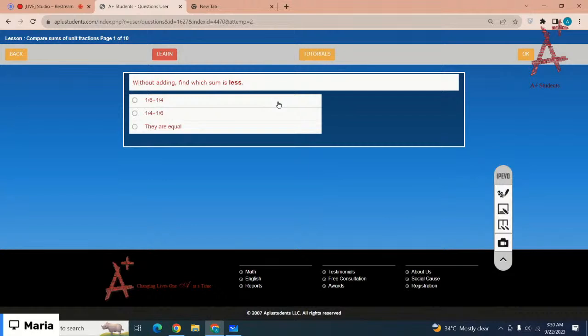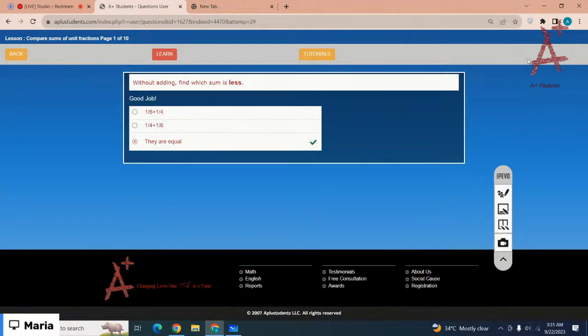You can see both the fractions are exactly the same, right? Here you have 1 by 6, here you have 1 by 6, then you have 1 by 4, 1 by 4, so they both are exactly equal, so their sums are also equal, right?